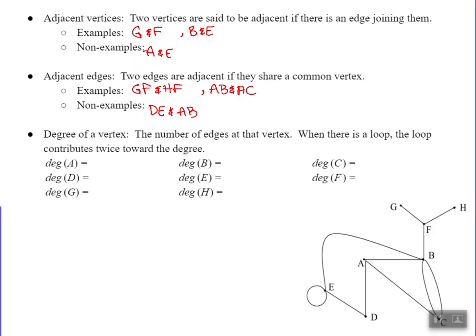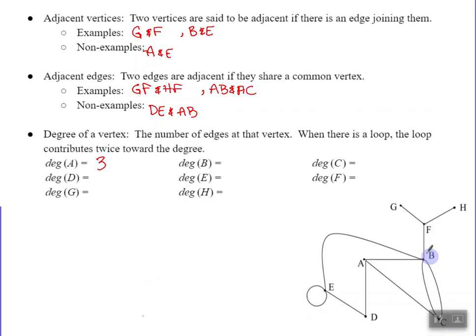Now, the next one is very important because it will be used in quite a few theorems that we talk about throughout this unit. The degree of a vertex is the number of edges at that vertex. If there is a loop, so here at E we have a loop, the loop contributes twice toward the degree because the beginning and end of that edge are at E. So let's go through. If we look at the degree of A, at A we have 3 edges. So the degree of A is 3.